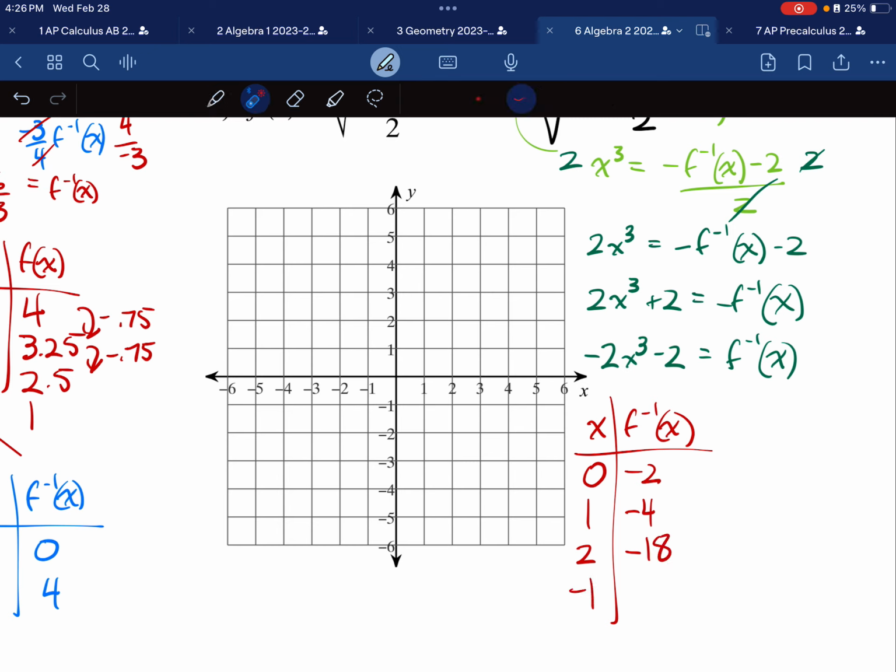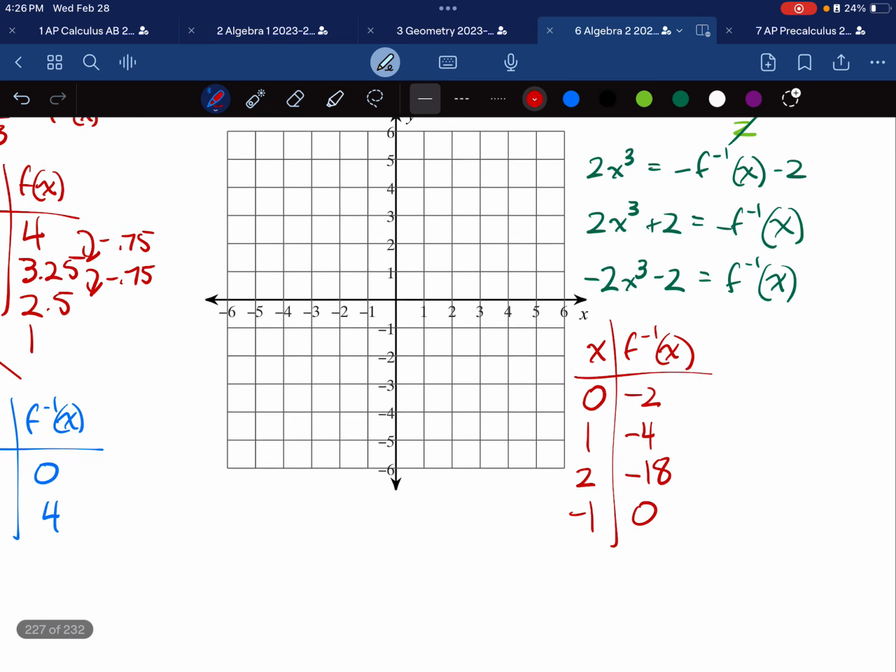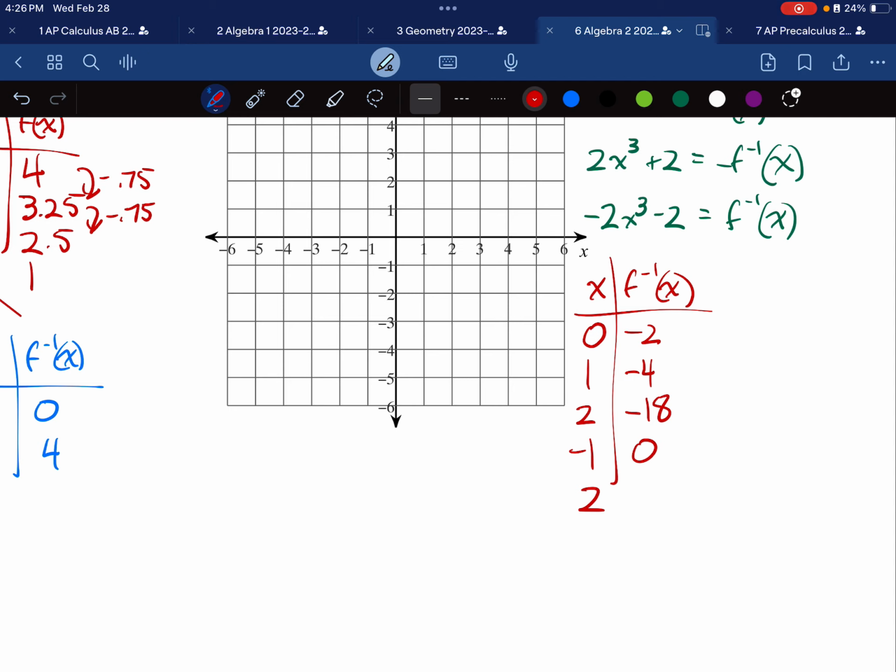What about negative 1? If I plug in negative 1, I'm going to get negative 1 cubed, which is still negative 1, times negative 2 is now positive 2. 2 minus 2 is 0. And I have a feeling negative 2 is also going to be off the graph, but let's test and see. Negative 2 cubed is negative 8. Negative 8 times negative 2 is a positive 16. 16 minus 2 is 14, which is well off the graph. So I can really only use some of these points.